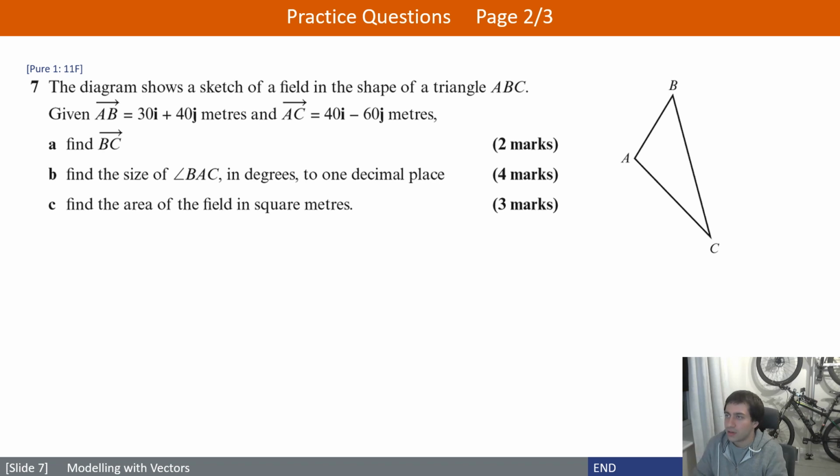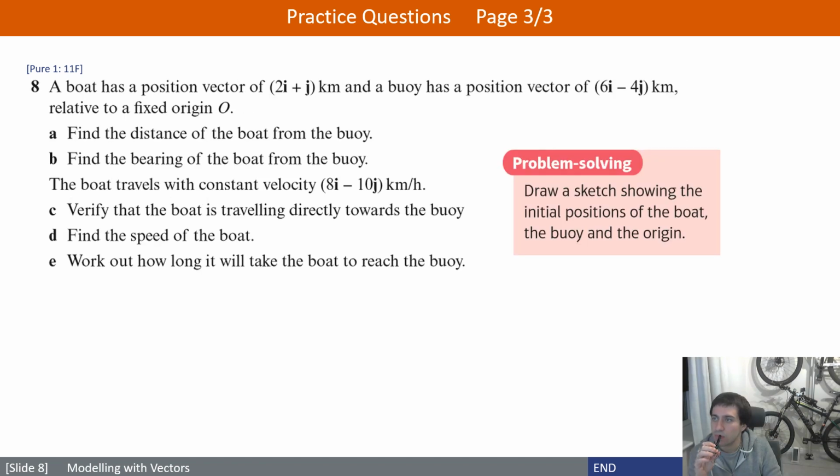Okay, and there's our third question. See how you do with that. You're going to have to, I think, for 7C, look up another kind of sine rule for area, most likely. And finally, you've got our fourth question. See how you do on this one.